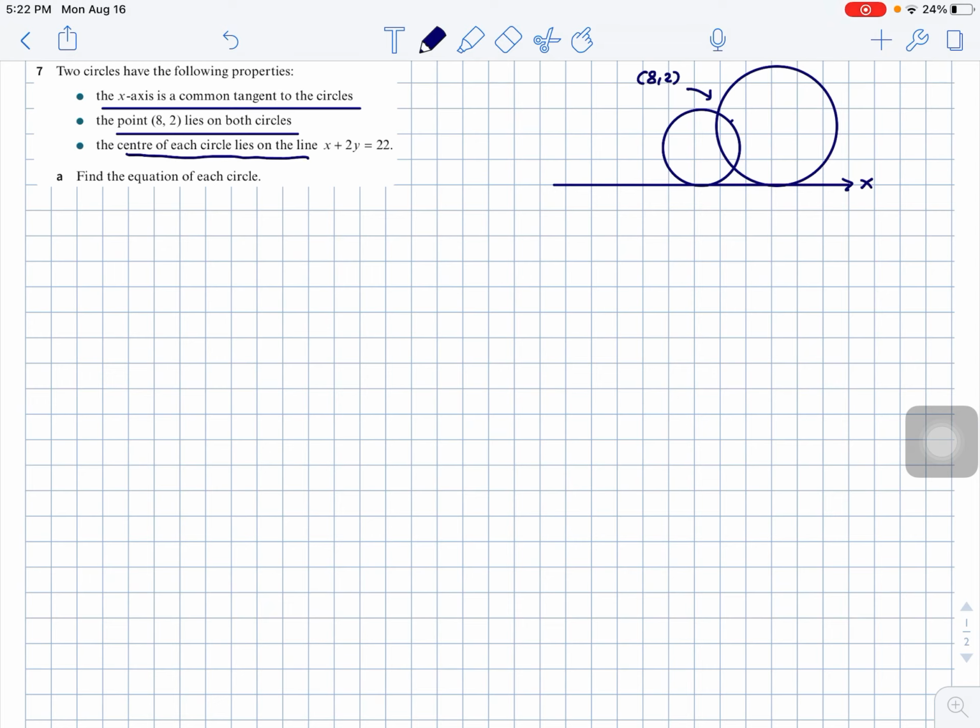The center of the circle lie on this particular line. So I have a center here, I have a center here. So they are saying, if you join this, then this line is exactly this. So let's try to find the gradient first. My y will be negative half x plus 11.